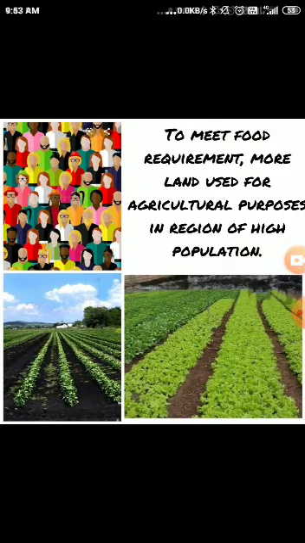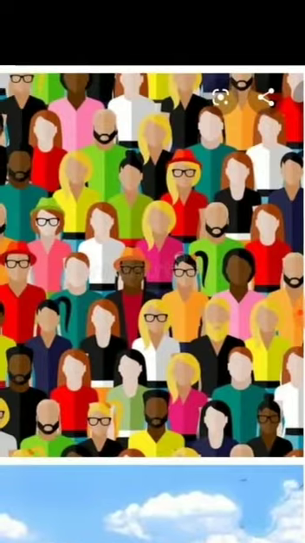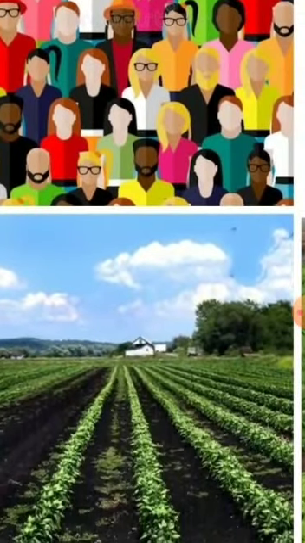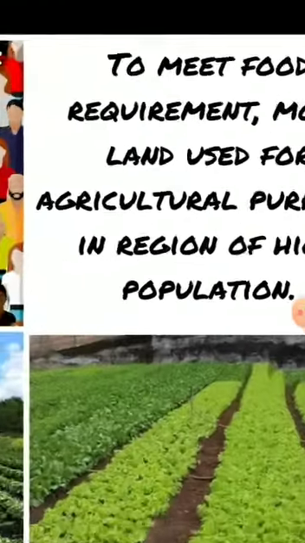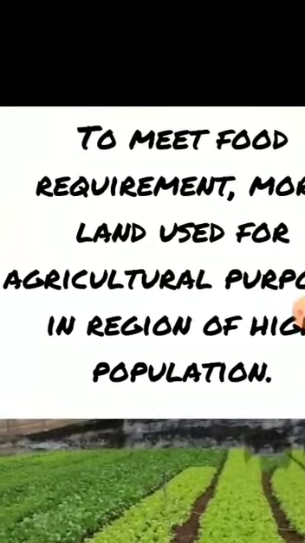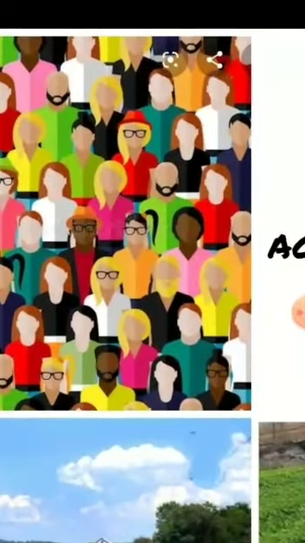For example, in the regions with large population and fertile soil and level land, a large portion of land is being cultivated to meet the food requirement of this large population of people.